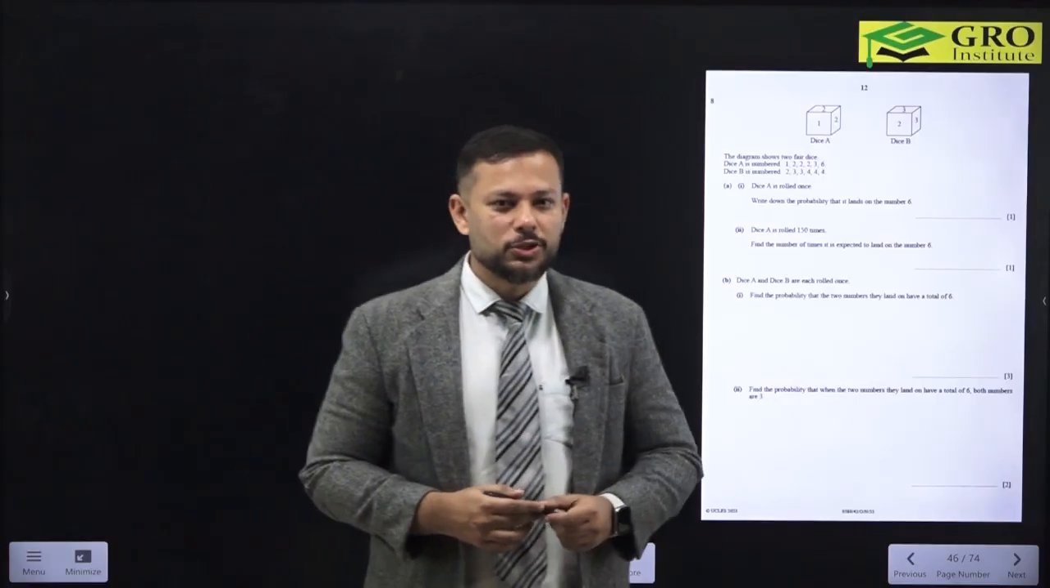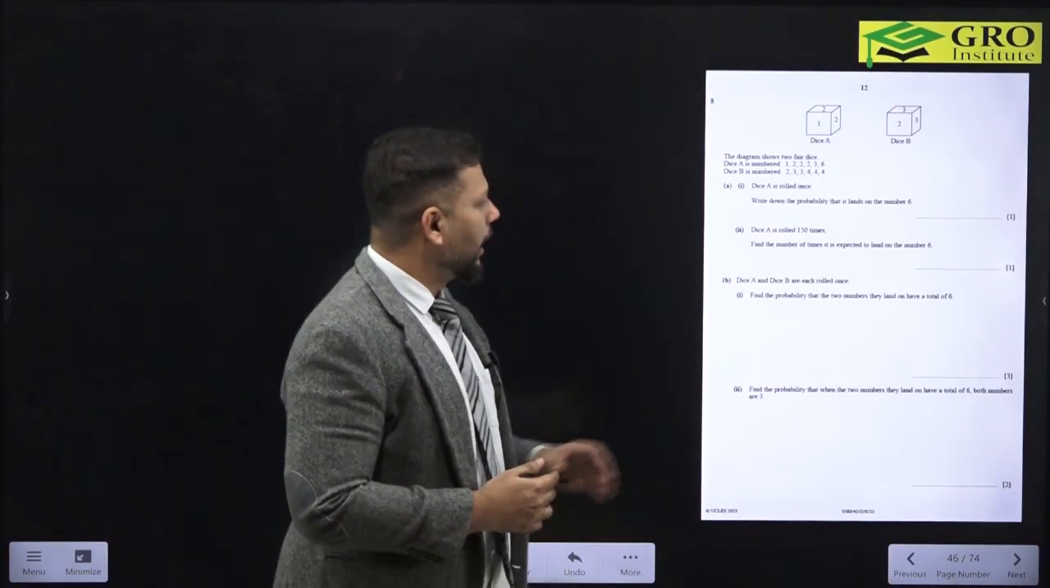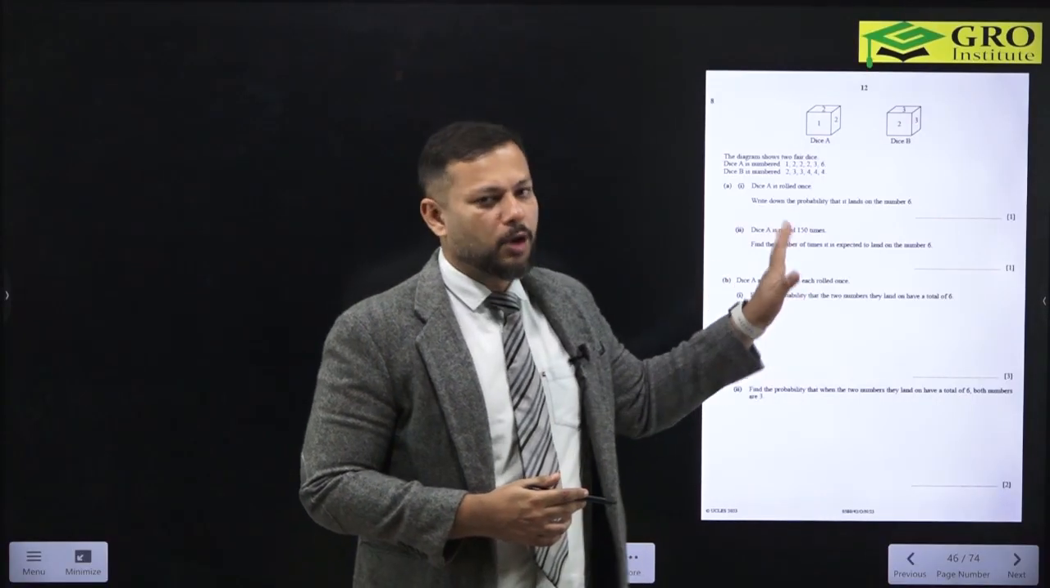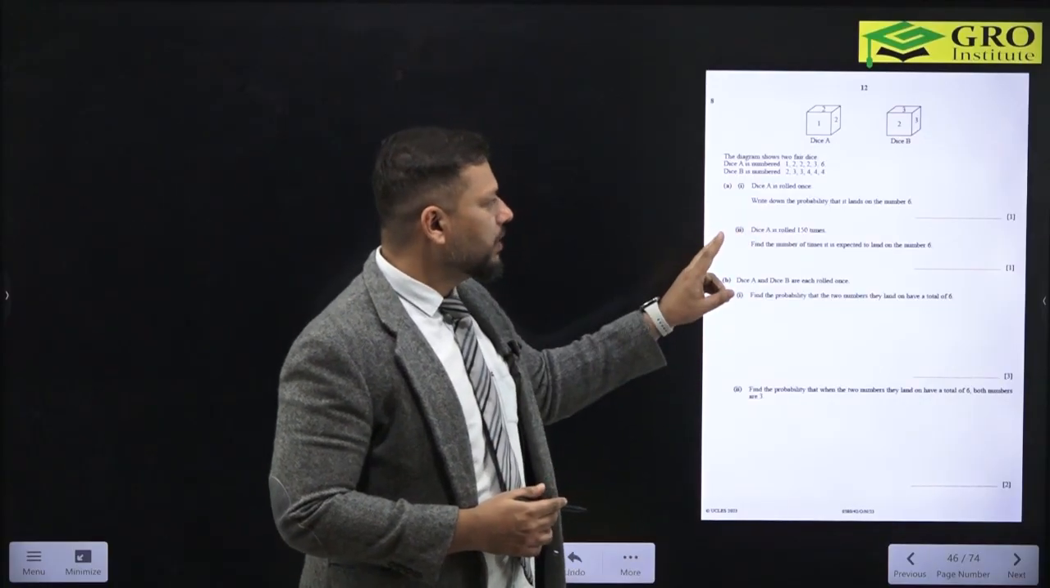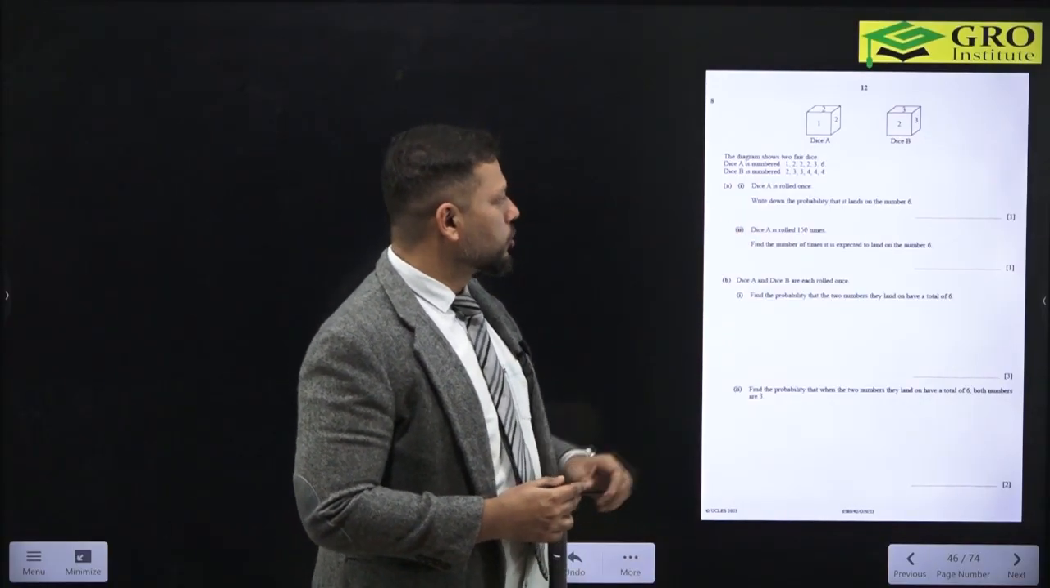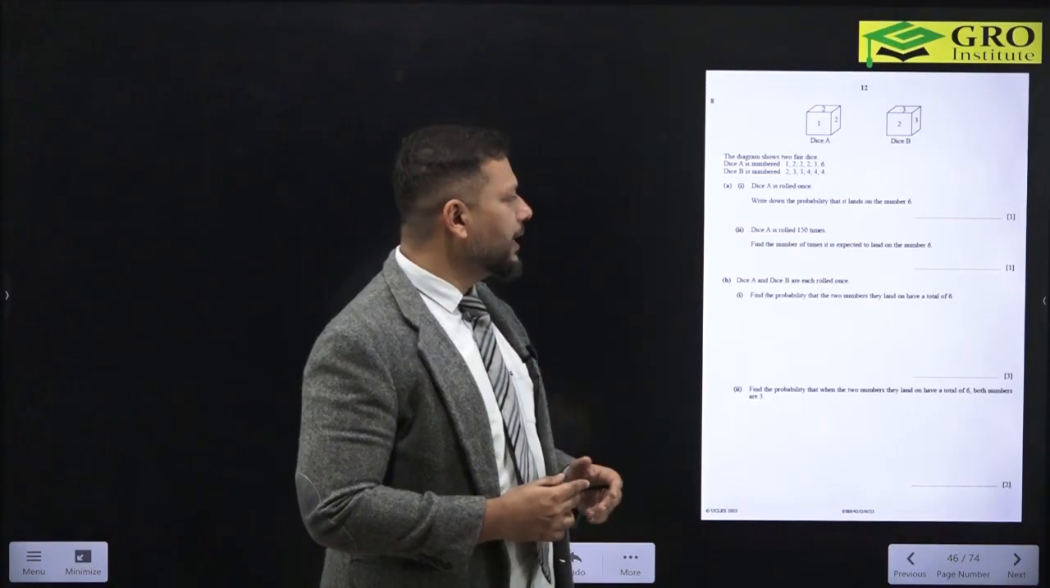Let us do the next question, students. Question number 8 is related to probability. We are being given dice A and dice B. The diagram shows two fair dice.